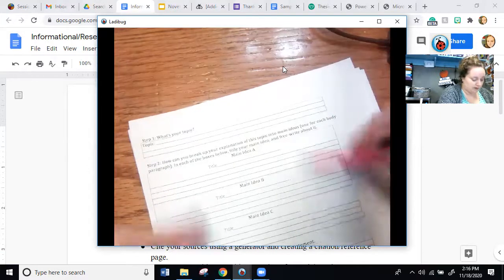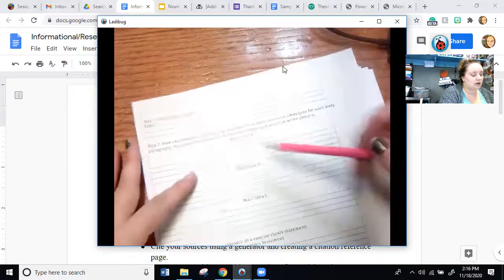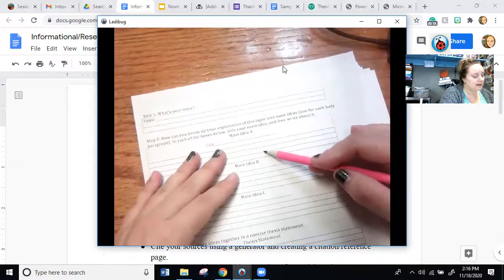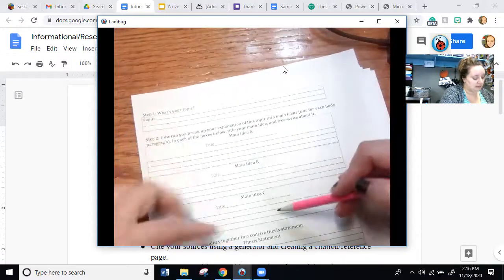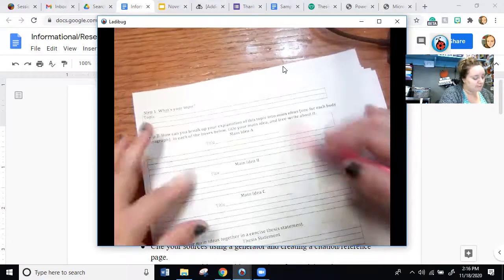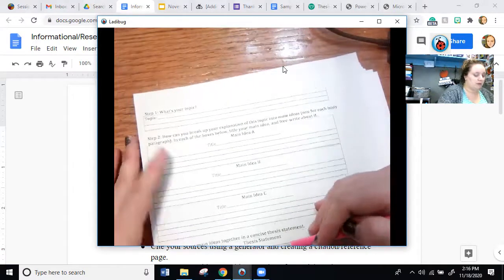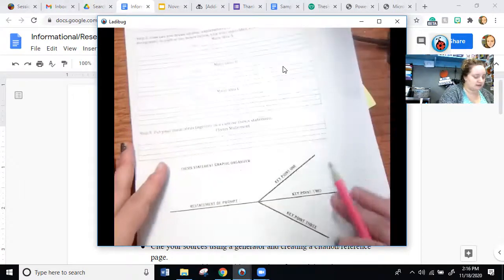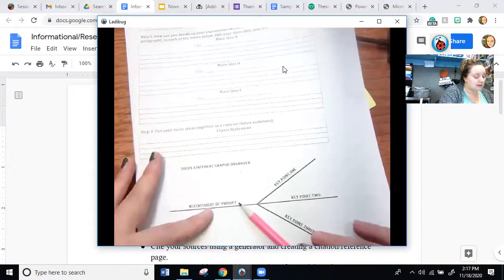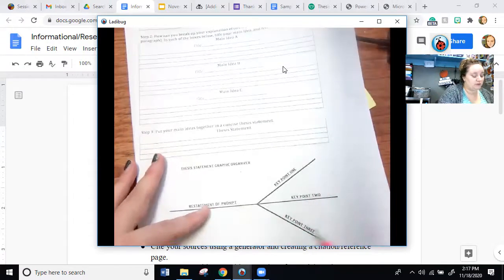So these are my body paragraphs. I can talk about how Hurricane Katrina impacted the people, how it impacted the places, and how it impacted the government. That's how I'm going to make my thesis statement. So it's a little graphic organizer down here. It says restatement of prompt, key point 1, key point 2, key point 3.